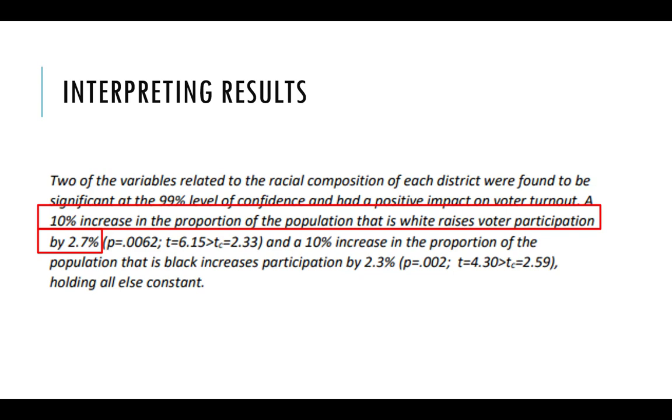And then I go on to say that a 10% increase in the proportion of the population that is black increases participation by 2.3%. So let me please warn you that if all you do is say this variable is significant, you have not done your full job, because your job interpreting regression is to tell us what variables are significant, right? What variables are significant, and then you need to tell us the impact and what it means. Tell us what those coefficients tell us about the impact of that significant variable on your dependent variable. So we are going to be looking for this.